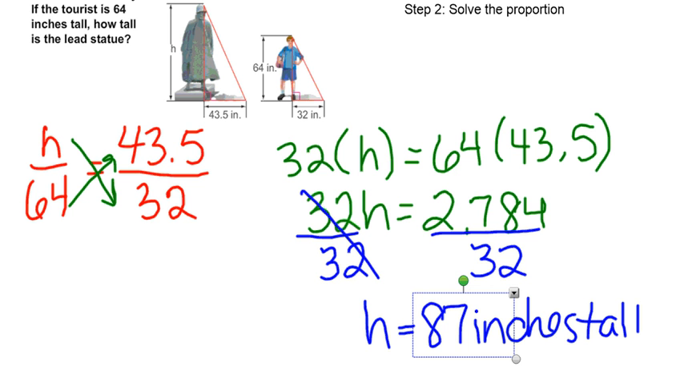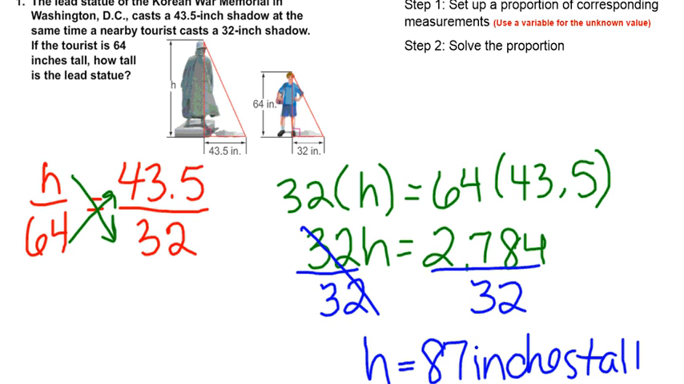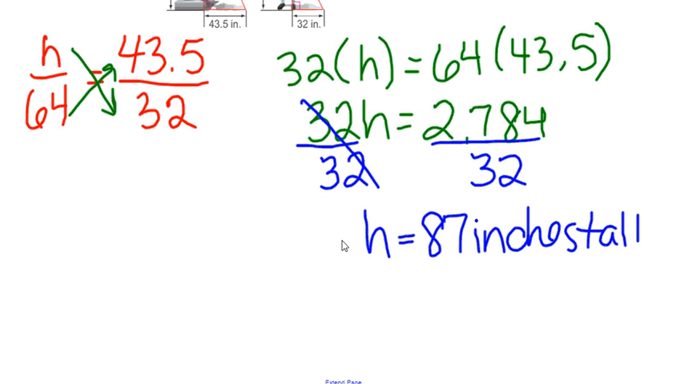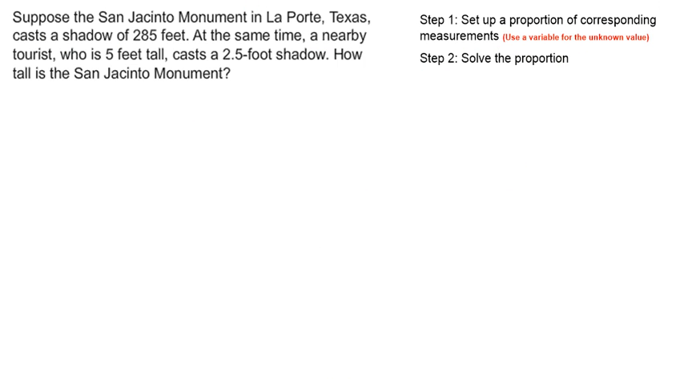All right. So all we did here was set up corresponding proportions of heights and shadows, and we solved using proportions. Okay, here's another example. Suppose the San Jacinto Monument in La Porte, Texas, casts a shadow of 285 feet. At the same time, a nearby tourist who is 5 feet tall casts a 2.5-foot shadow. How tall is the San Jacinto Monument?